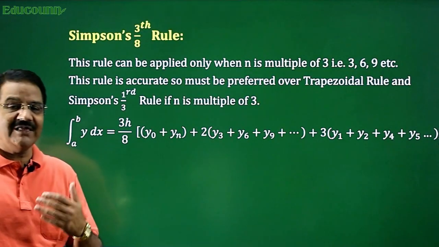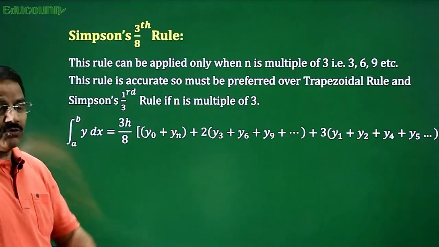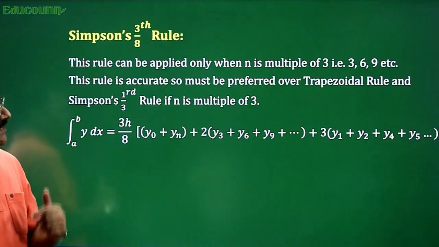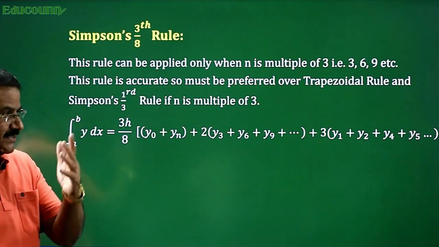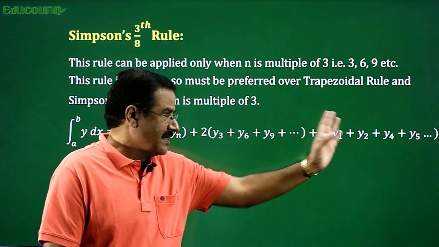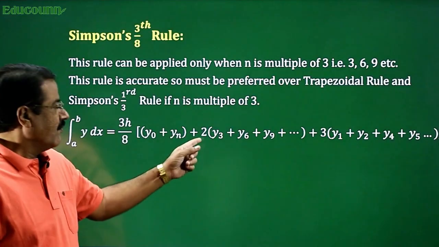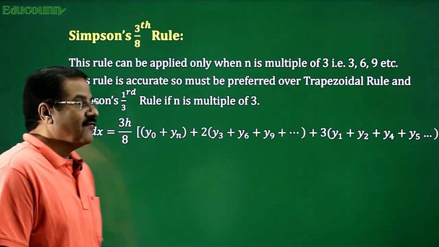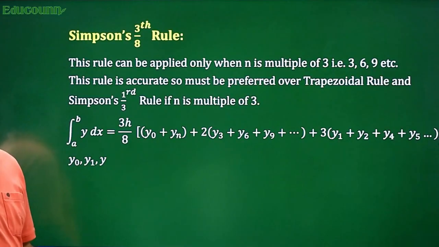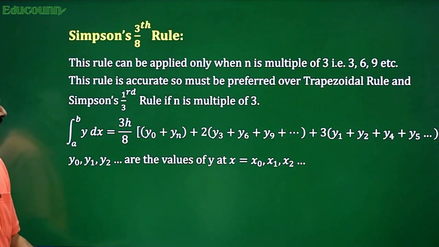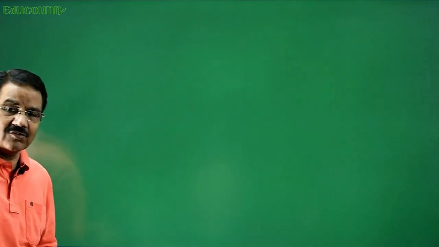Once again, the addition of the initial and final readings, plus 2 times the readings that are multiples of 3: y3, y6, y9, y12, etc., and then plus 3 times the remaining readings. Here y3 and y6 are not present in the second bracket because they are included in the first bracket. Again, y0, y1, y2 are nothing but values of y when x is equal to x0, x1, x2, etc. So this is the concept of these 3 rules that we have discussed.